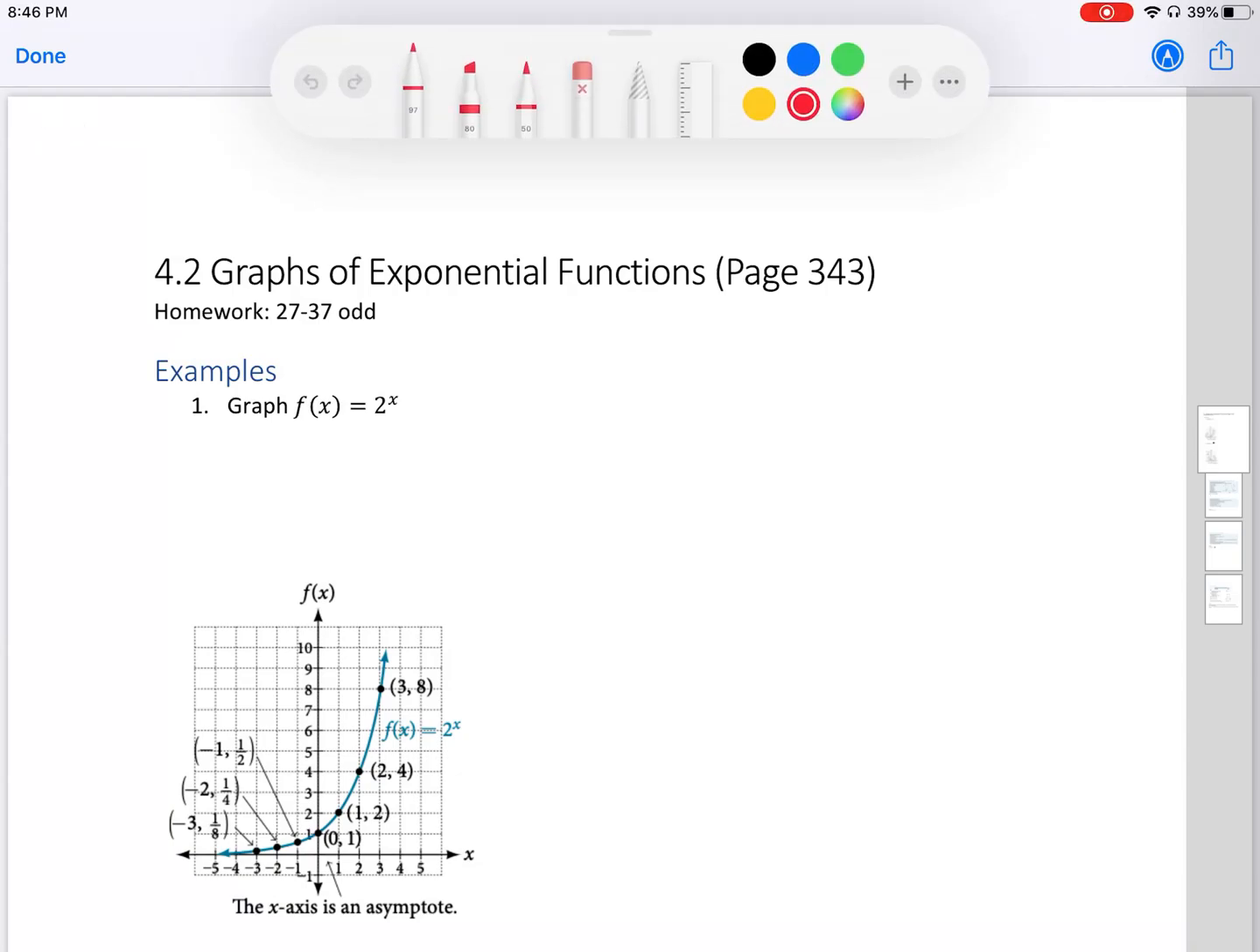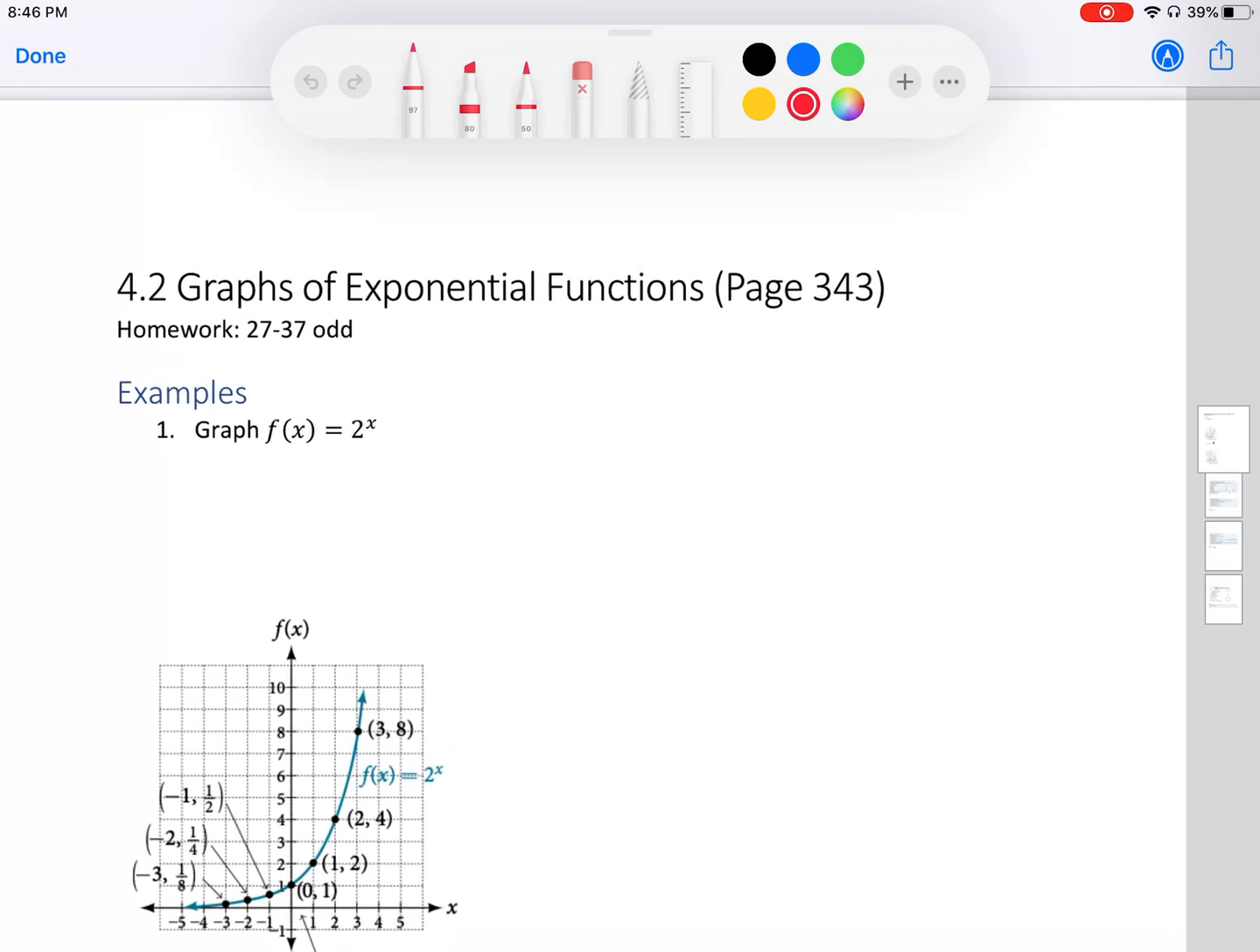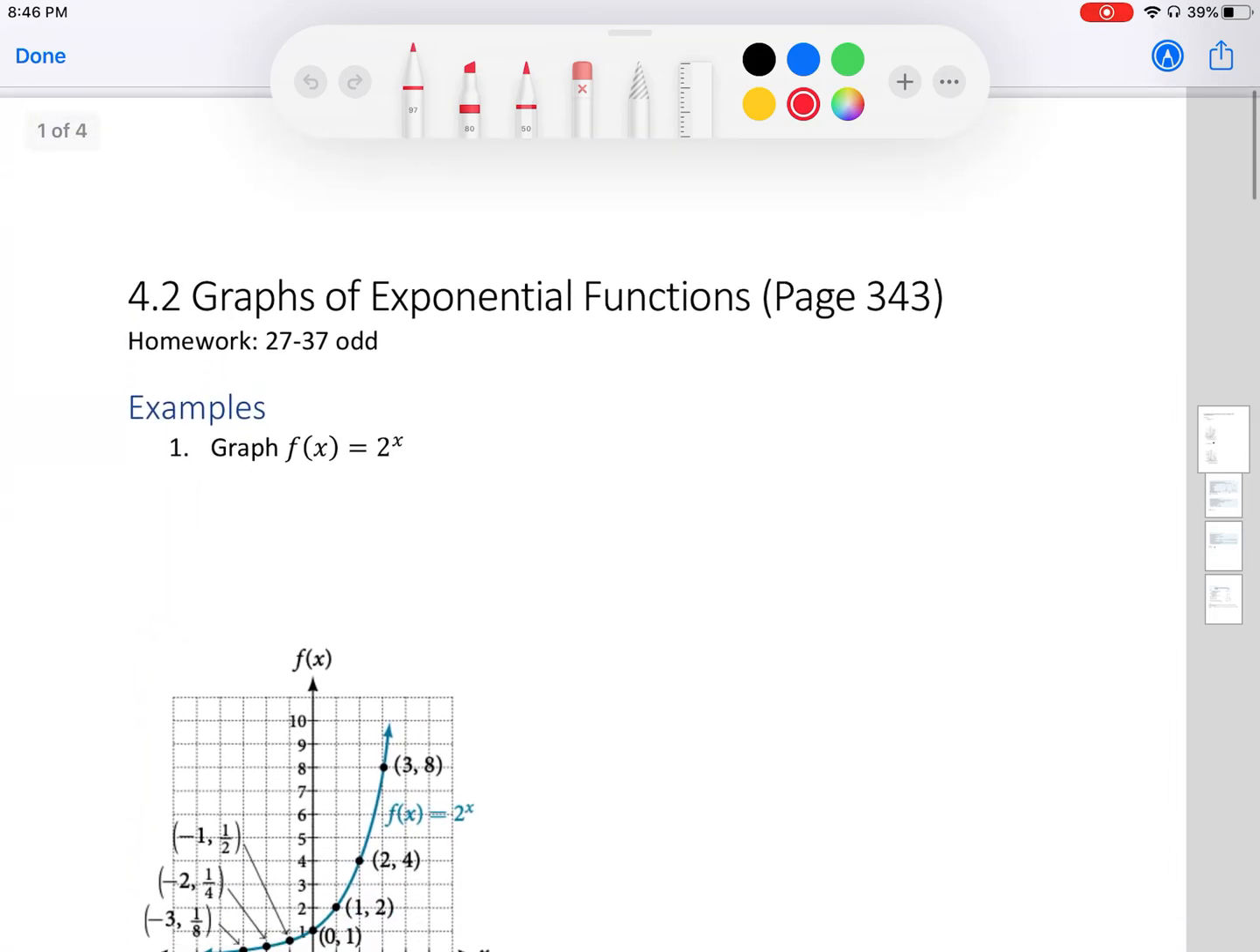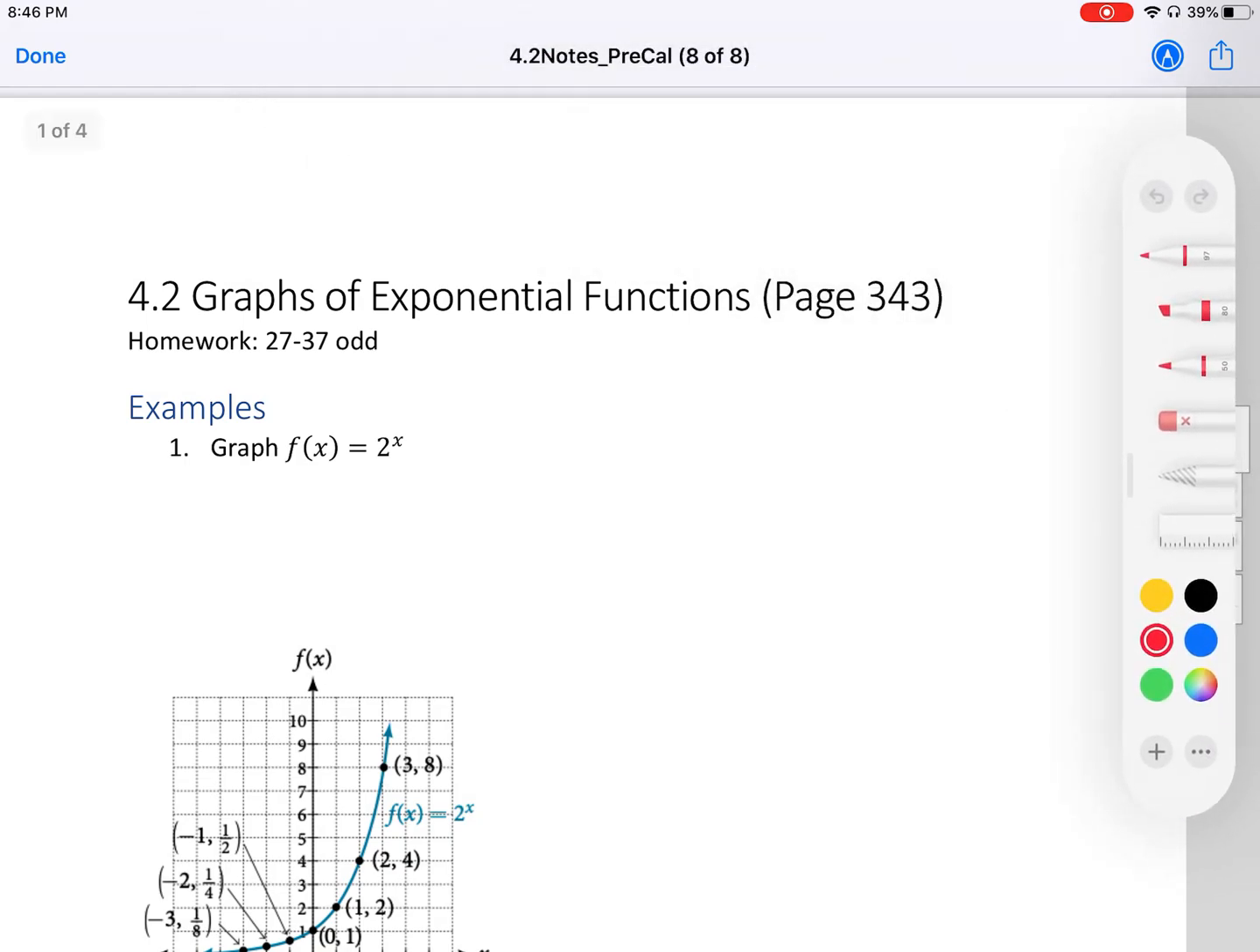Section 4.2, Graphs of Exponential Functions. Before we begin, I want to remind you how exponents to a negative power work.